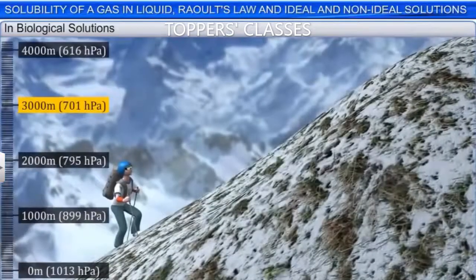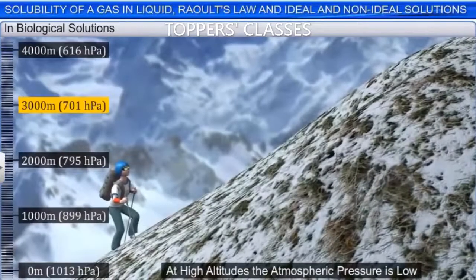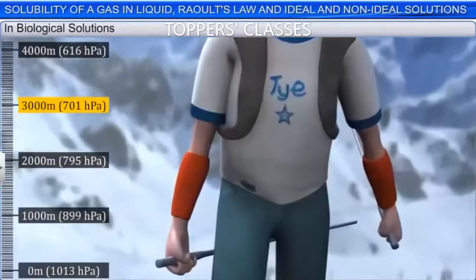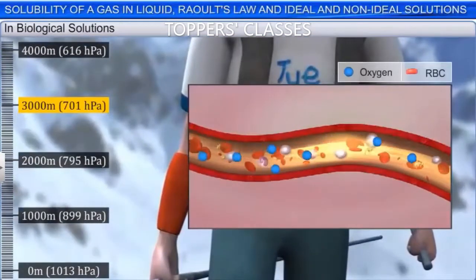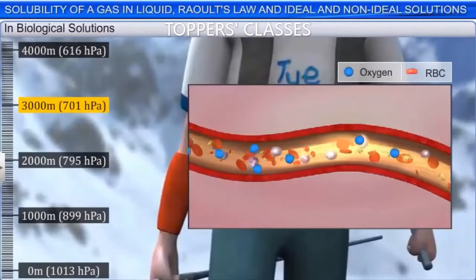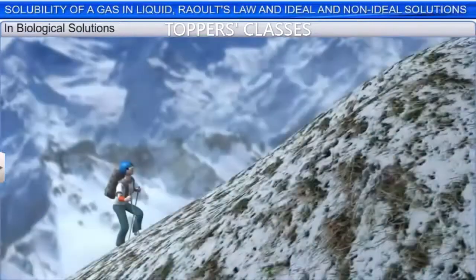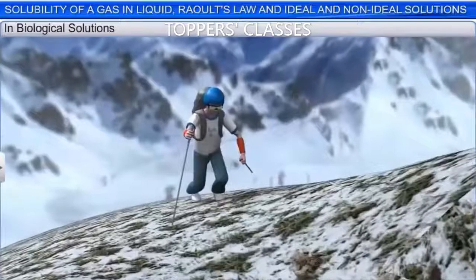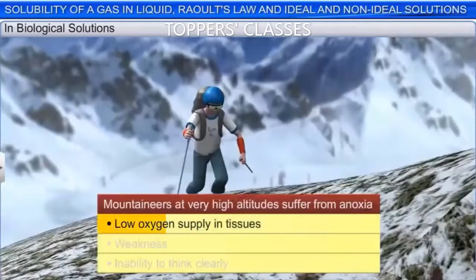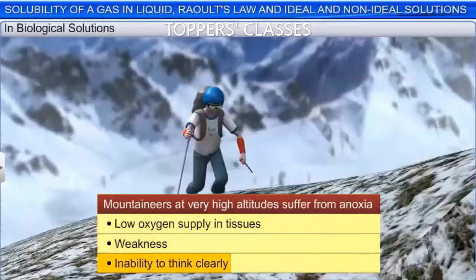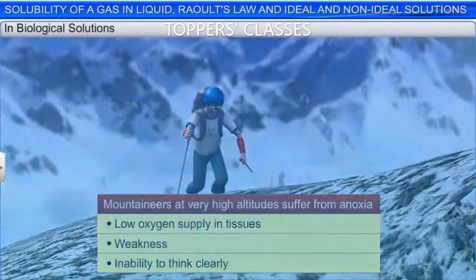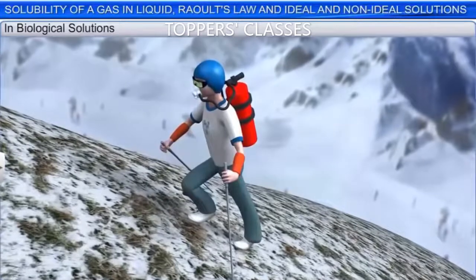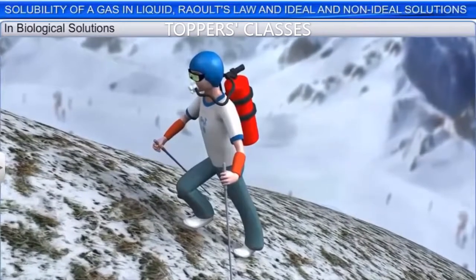On the other hand, at high altitudes, the atmospheric pressure is low and there will be less concentration of dissolved oxygen in blood and tissues. Therefore, mountaineers at very high altitudes suffer from anoxia, which is low oxygen supply in the tissues, accompanied by weakness and inability to think clearly. That is why mountaineers carry oxygen cylinders at high altitudes.